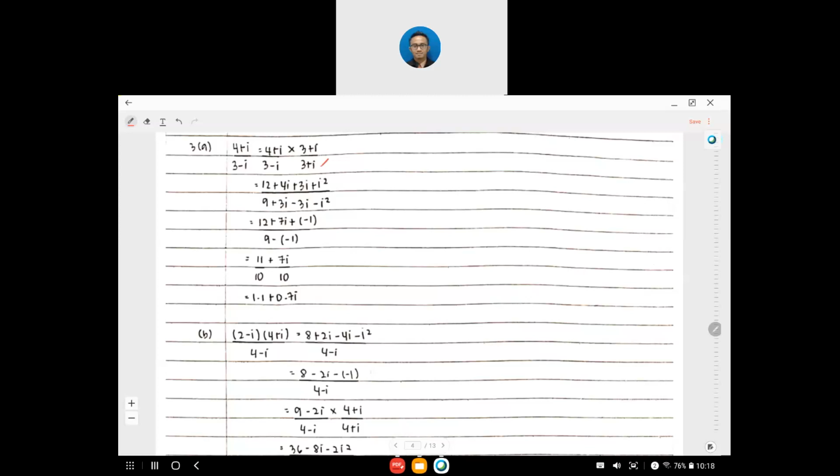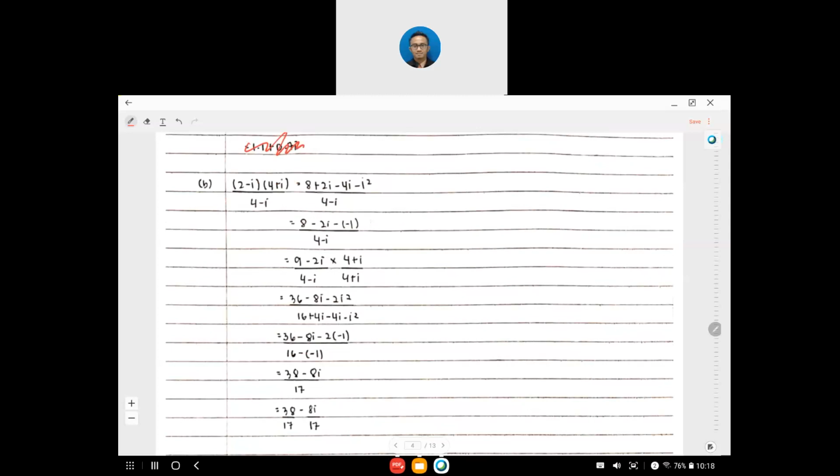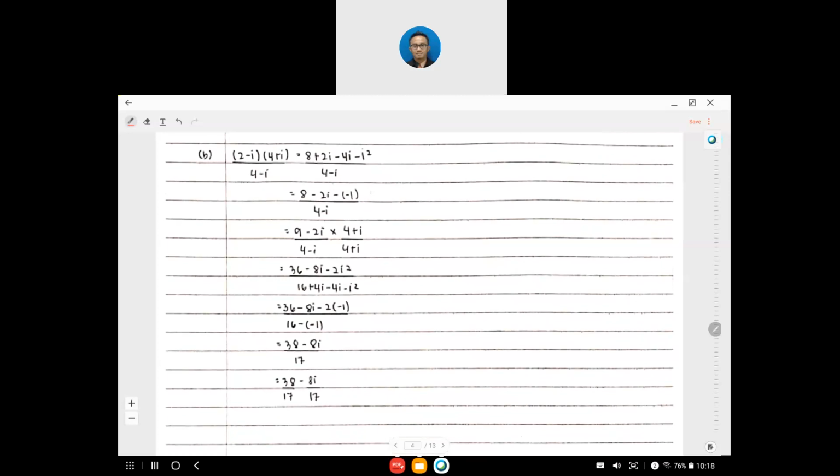Okay, so this one also same thing. You can get 9 over 10. Here is 10. And then expand. You can get 11. Okay, 11 over 10 plus 7 over 10 i. Okay. B, 2 minus i times by 4 plus i, this one is plus i divided by 4 minus i.